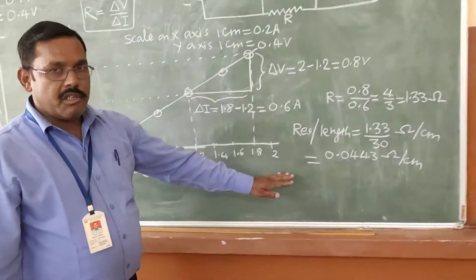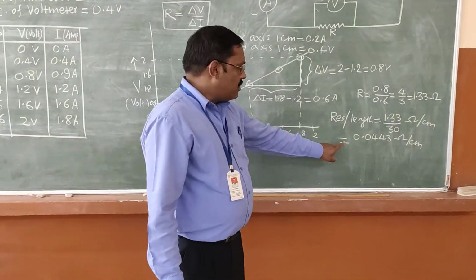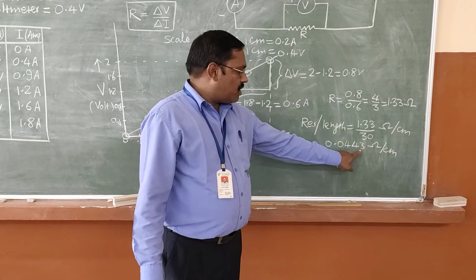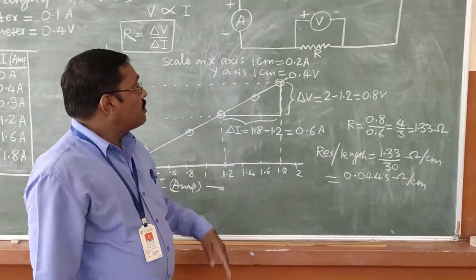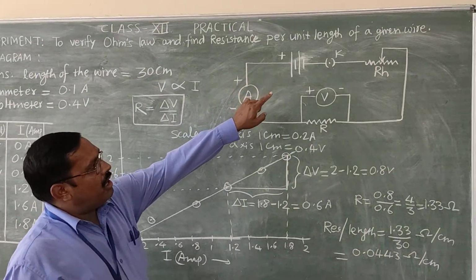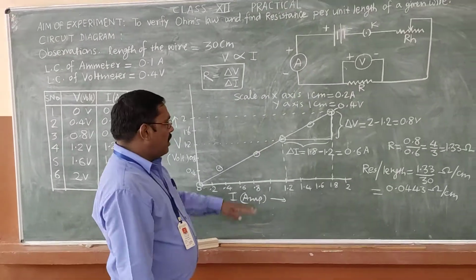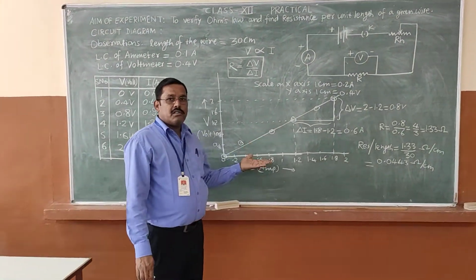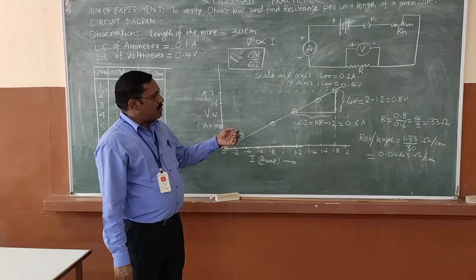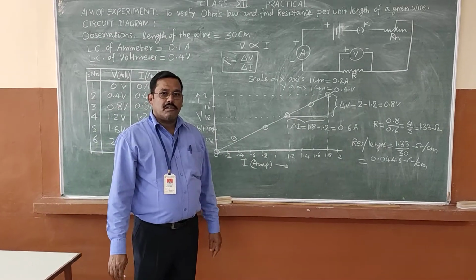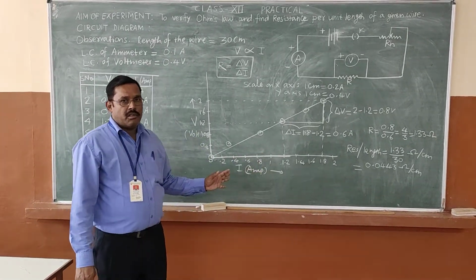This is the final answer of this experiment: 0.0443 ohm per centimeter. So we have got the resistance per unit length of the given wire, and this straight line verifies Ohm's law. So, verify Ohm's law and find resistance per unit length. This is your first experiment.